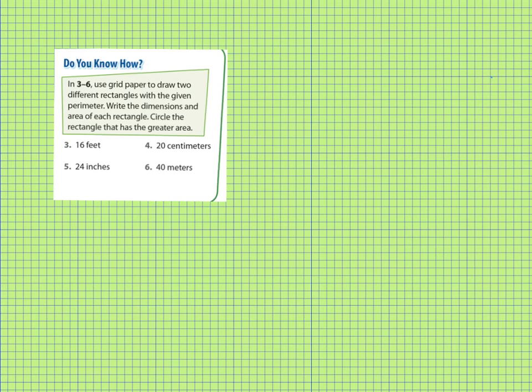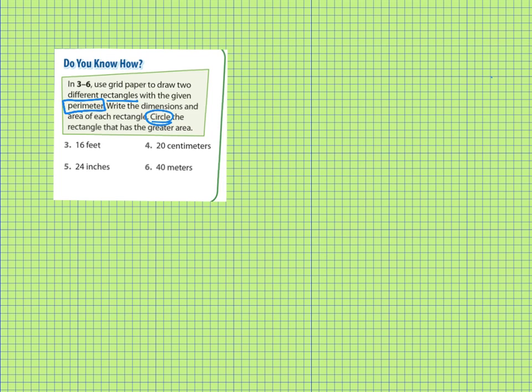So let's take a look at what you guys are going to be doing with the practice buddy. It's going to look a little different, obviously, on your computer because you're doing it through the interactive version, but I wanted to go ahead and show you how you would draw different rectangles that have a given perimeter. So we know the perimeter, but we need to draw a rectangle that has that perimeter. So then we're going to write the dimensions and the area for each rectangle, and then we're going to circle the rectangle that has the greater area.